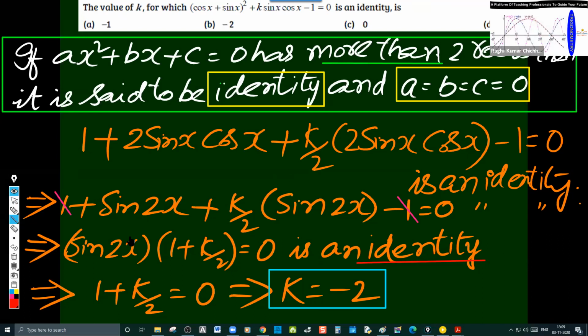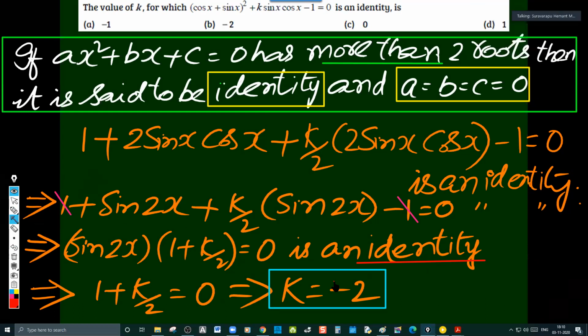When it is an identity, then for every value of x, it must be 0. But for all values of x, how does it become 0? It will not become 0, because if x is 0, it becomes 0, but if x is pi by 4, it is 2 into pi by 4, sine pi by 2, sine 90, which is not 0 but 1. So for some values of x, it is not becoming 0. But an identity means for every value of x, it must become 0. This is possible only when the coefficient here becomes 0. So 1 plus k by 2 is equal to 0, and k is equal to minus 2. That's what it is. I hope both of you understand this.